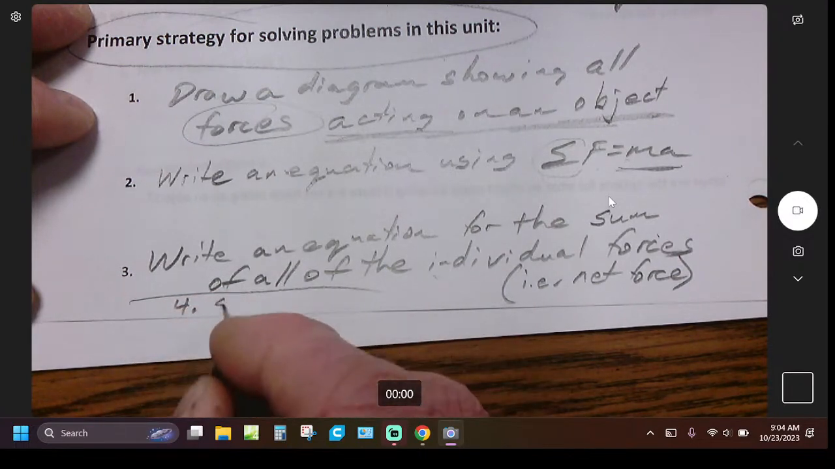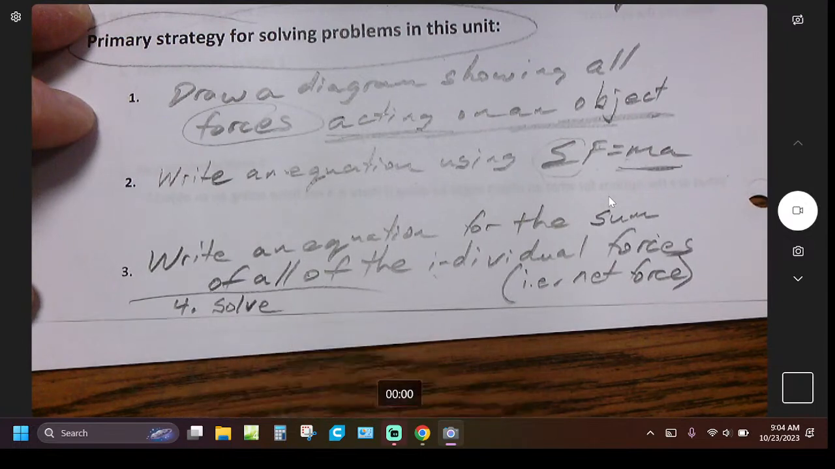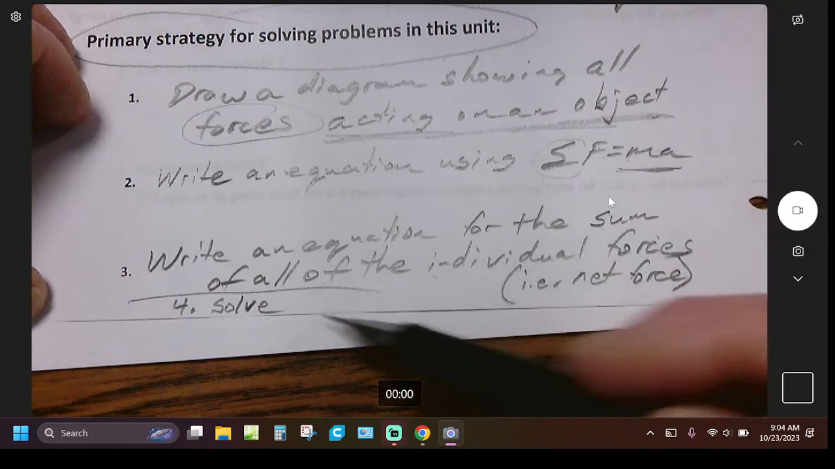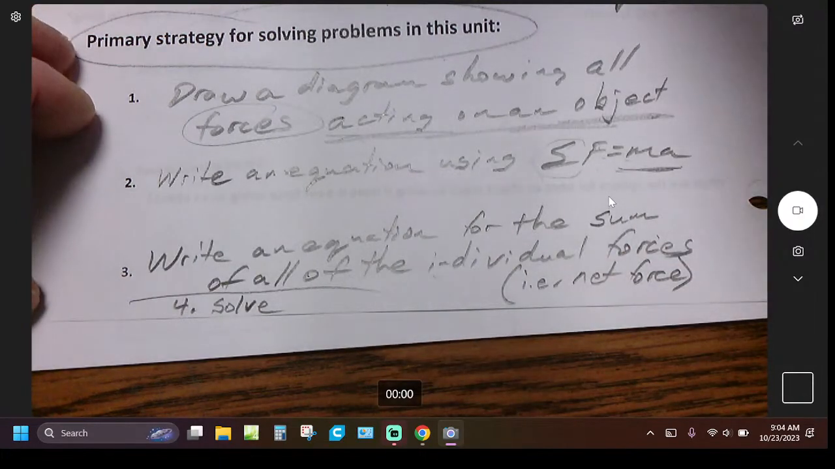But that's sort of a given in anything. So you're going to have a diagram, 2 equations, and then based on those 2 equations, you can solve stuff.